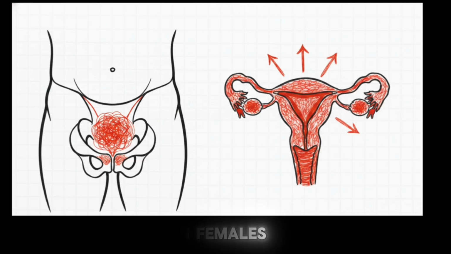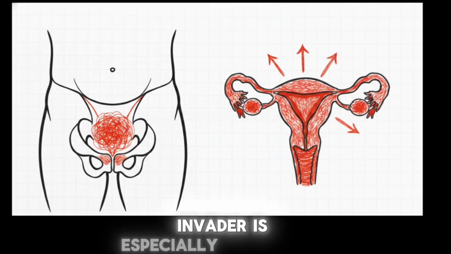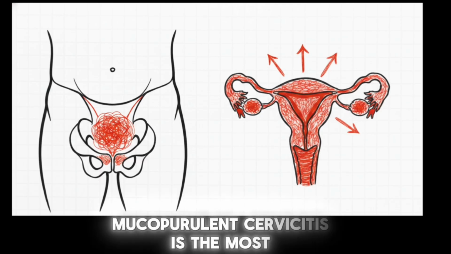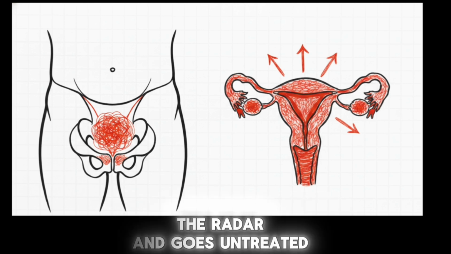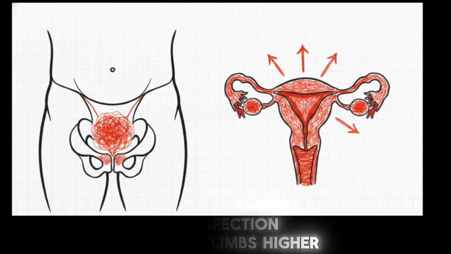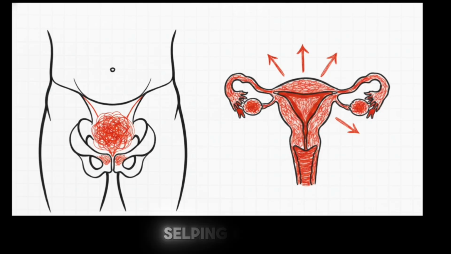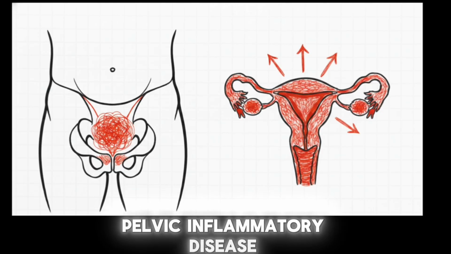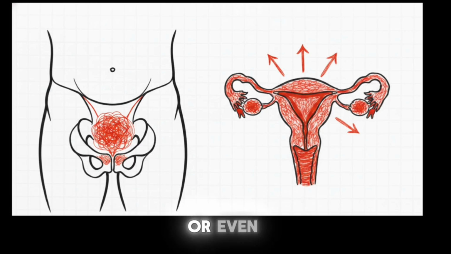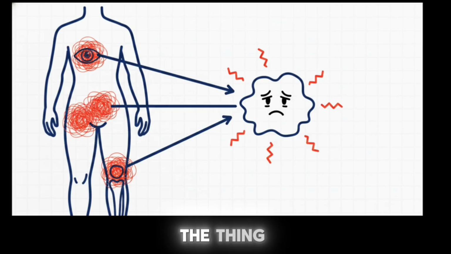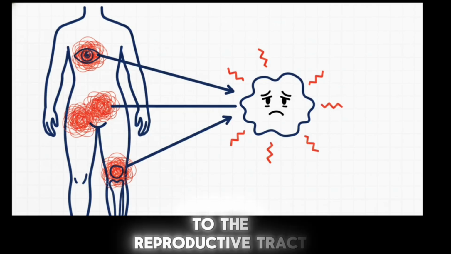But in females, the stealthy nature of this invader is especially dangerous. Mucopurulent cervicitis is the most common sign, but if it flies under the radar and goes untreated, the infection silently climbs higher. It can trigger endometritis, salpingitis, which is inflammation of the fallopian tubes, pelvic inflammatory disease, and ultimately cause devastating scarring that leads to ectopic pregnancies or even infertility. And here's the thing, the damage isn't always localized to the reproductive tract.